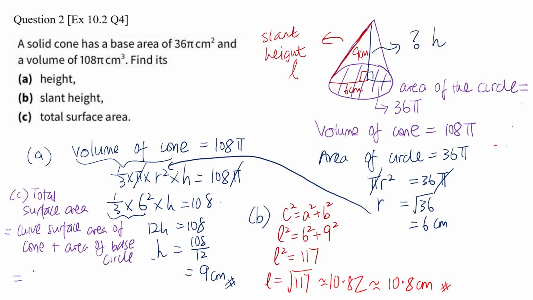So the curved surface area of a cone, if you recall, is pi r L. Then the area of a circle is pi r squared. So that gives you pi times 6 times 10.82 plus pi times 6 squared. So you work out a figure on your own, express it to 3 significant figures, you should get 317 centimeter squared.